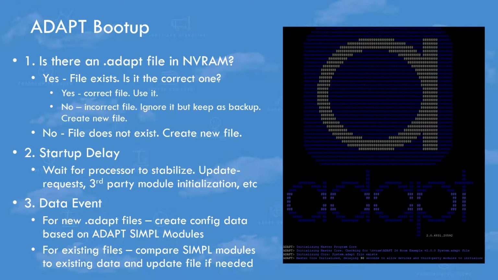And this is where, for new Adapt files, we're going to create this configuration data based on all of our Simple Windows modules. So based on all the modules that we had in our program, create that corresponding data in our Adapt file. And then if this is an existing system, we're going to compare the modules that exist in my Simple Windows program to the existing configuration data and update the file if needed.